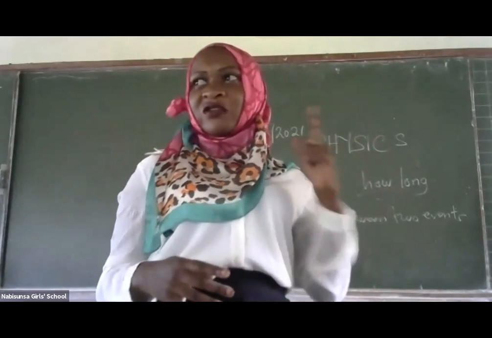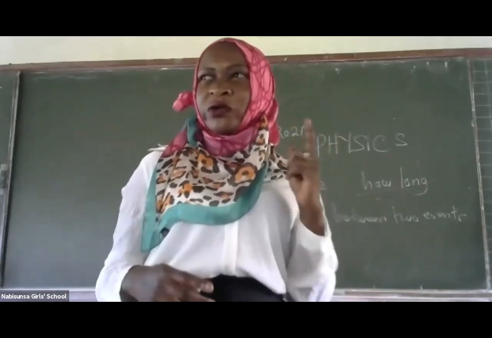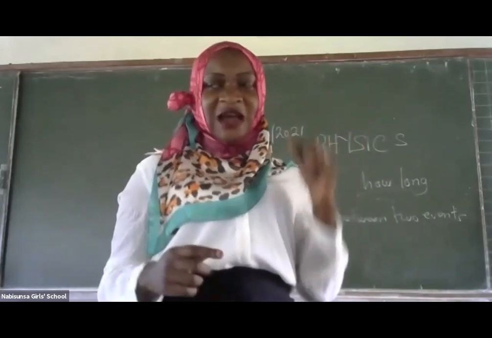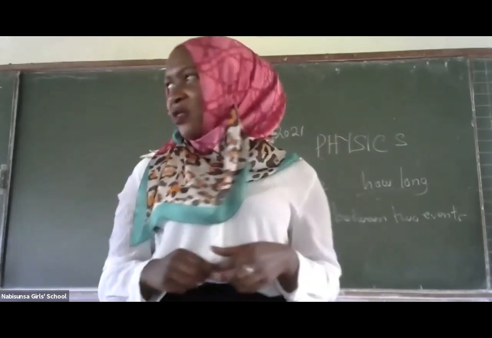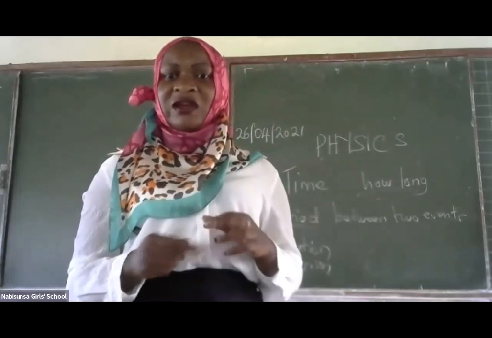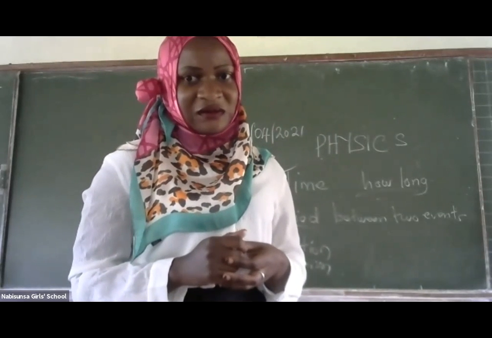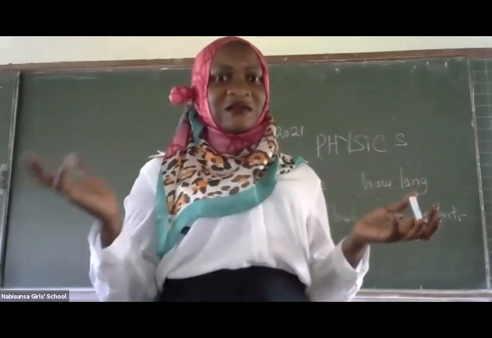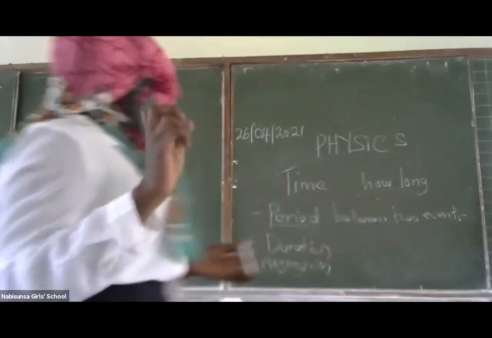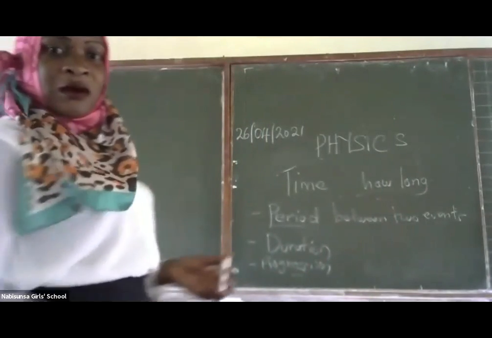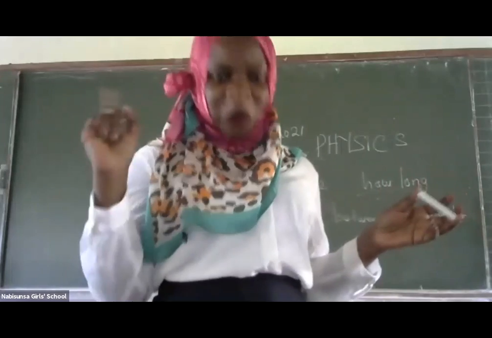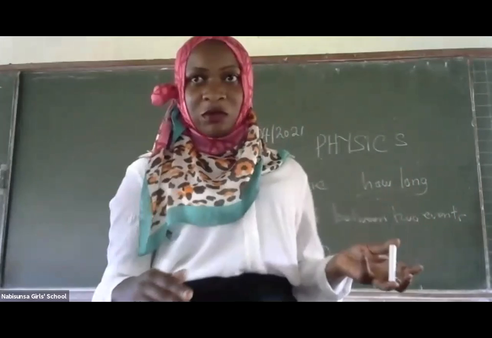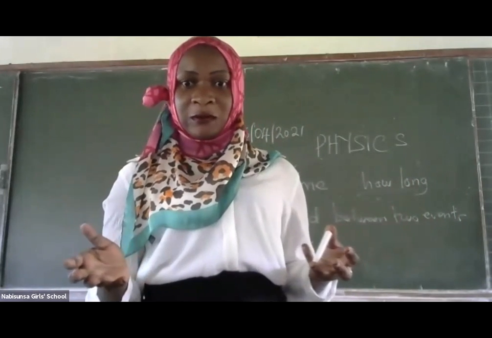When we began physical measurements, we looked at types of physical quantities, didn't we? I remember we looked at types of physical quantities. What are those types? What are the two types of physical quantities that we looked at? Because we want to find out where time falls among those two types.